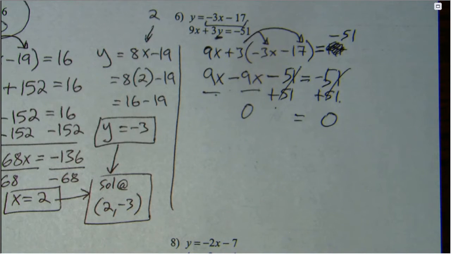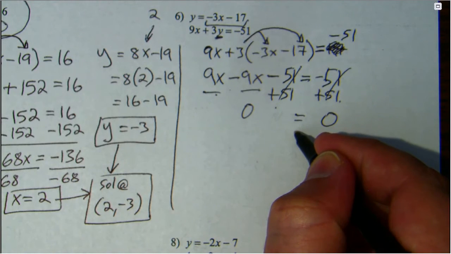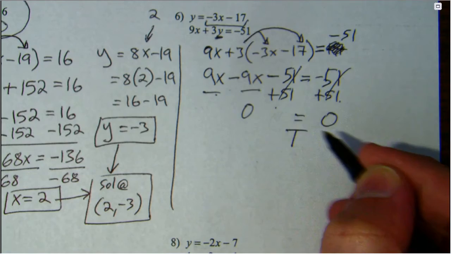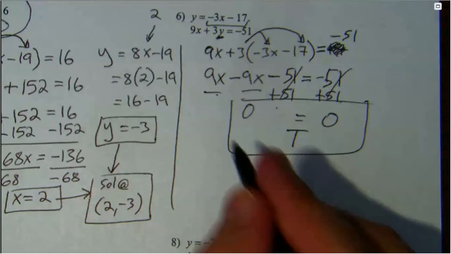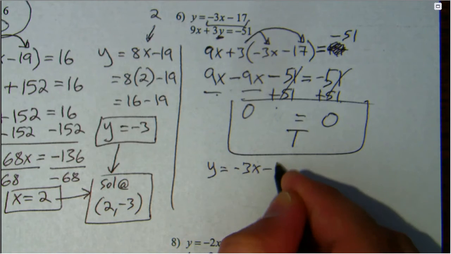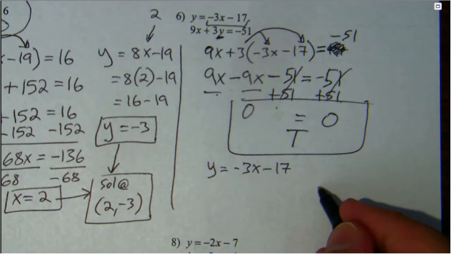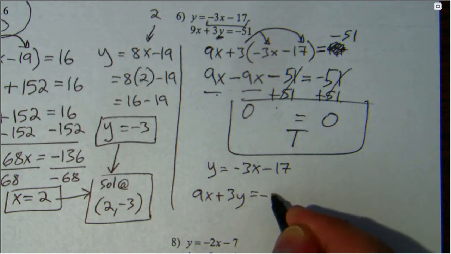All right, you guys ready to get freaked out? Whenever you get a true statement, is this a true statement? 0 equals 0. Is that true? Yeah, 0 equals 0 is true. What does it mean in terms of solutions? Watch this. You had y equals negative 3x minus 17. And you had 9x plus 3y equals negative 51.